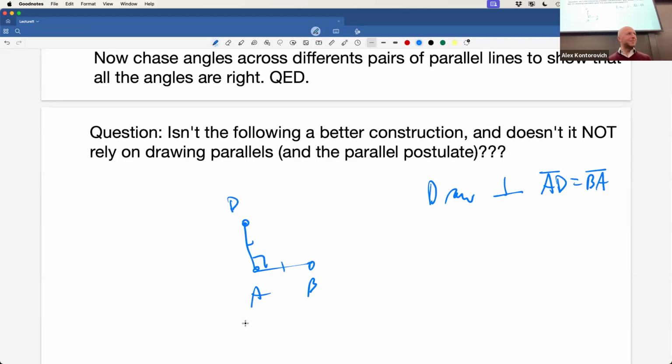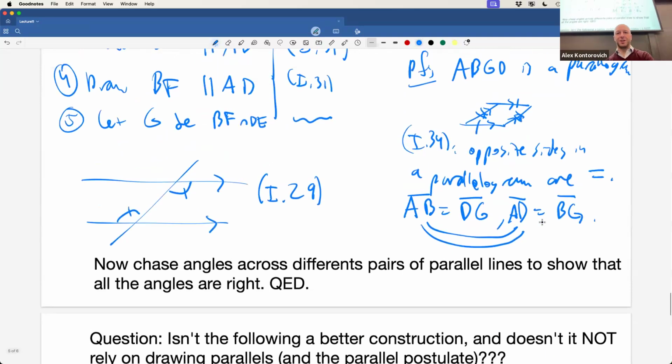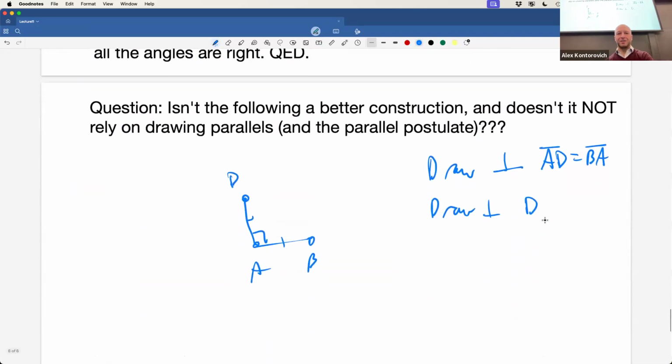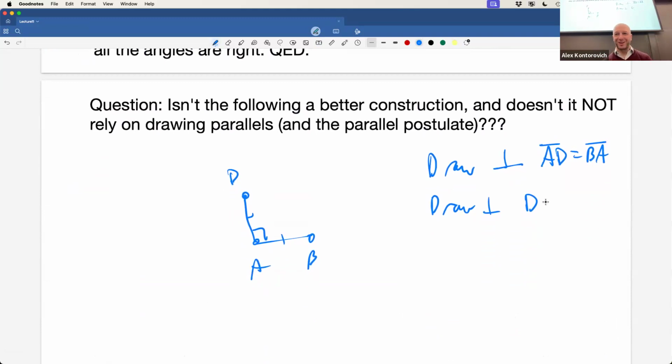Just do it again. Draw a perpendicular at D. What was that letter? G or something? G? I know you guys don't like it when I switch letters, so I'm going to try to keep the letters the same. DG equal to AD.